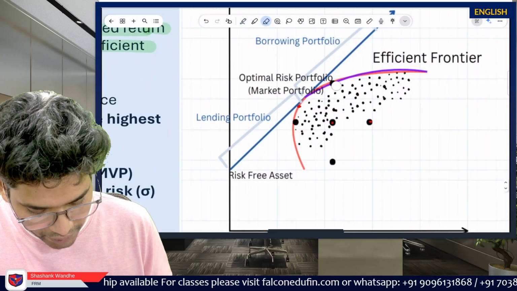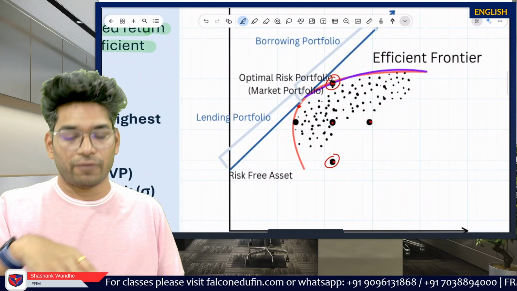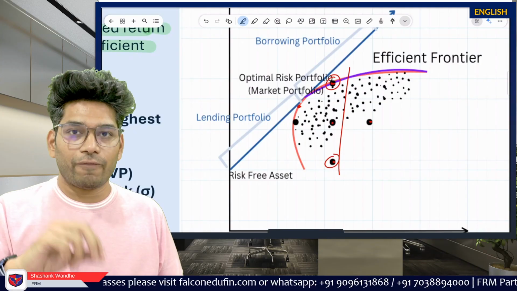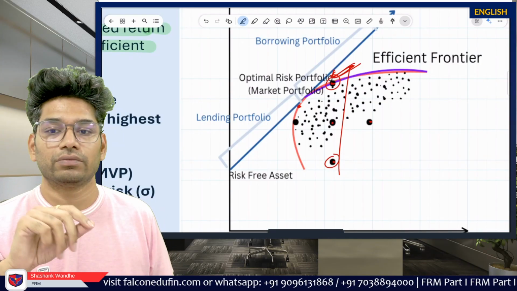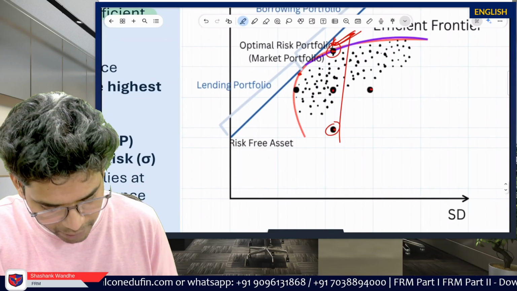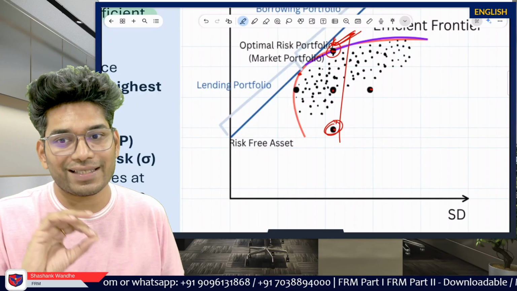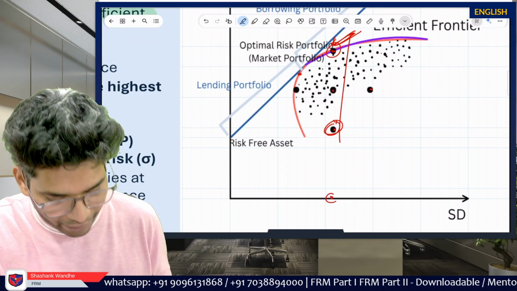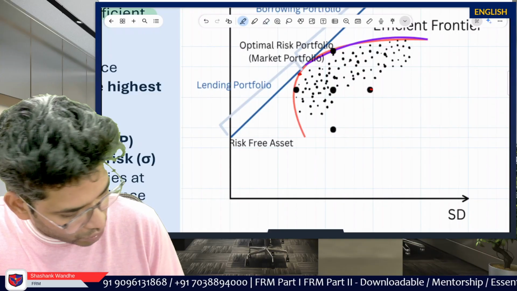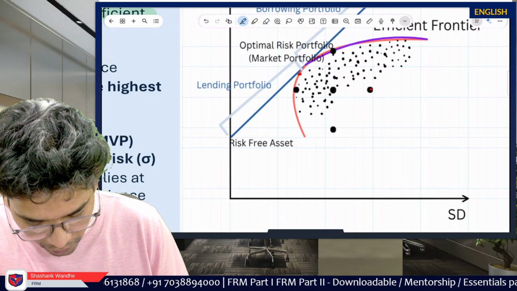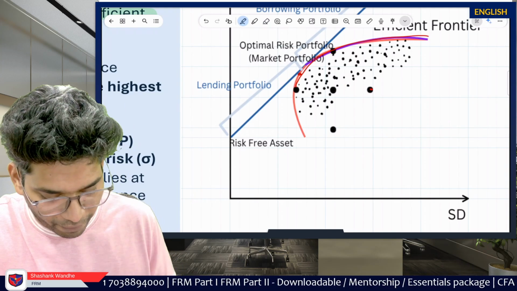If I give you the choices again, easily understandable, between these three portfolios in the vertical line, obviously any investor will invest in this particular portfolio. They won't be interested in this particular portfolio because our assumption is all the investors are risk averse. So for the same level of standard deviation, an investor will always choose the higher expected return.